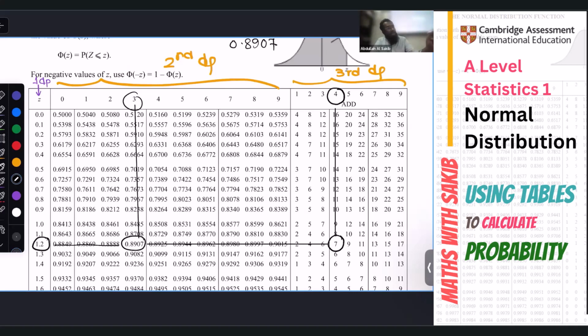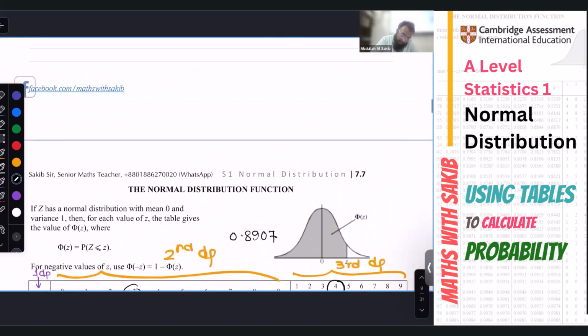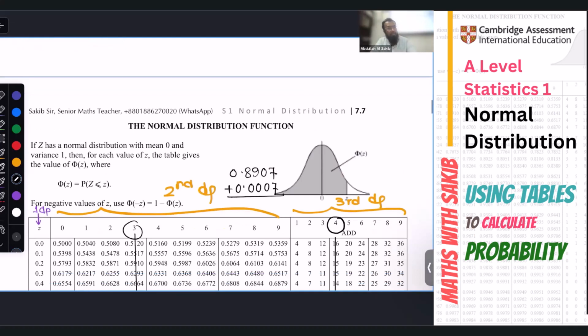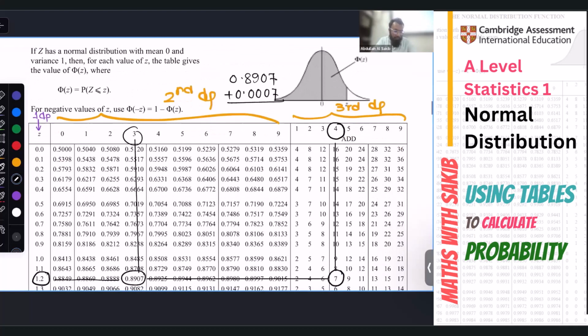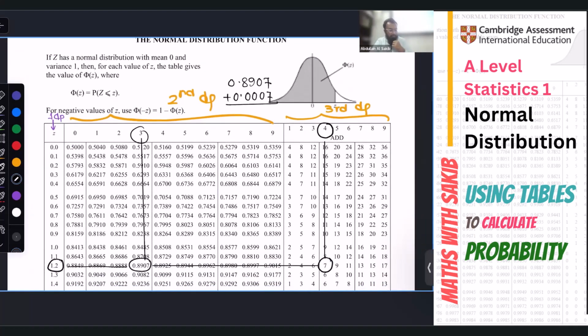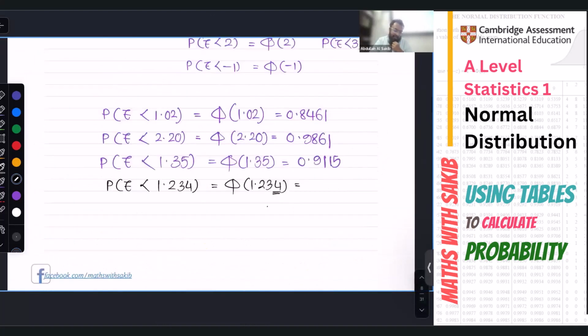So now we have to add 7. Clear? So how are we going to add? Plus 0.0007. So this is my probability. Clear, Huzaifa? Where is the fourth decimal place? This is the third decimal place.